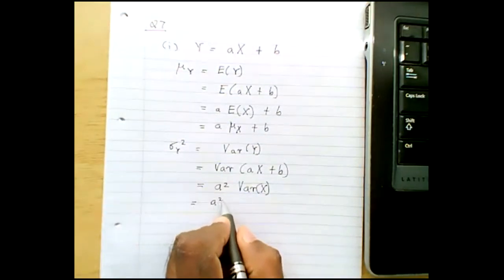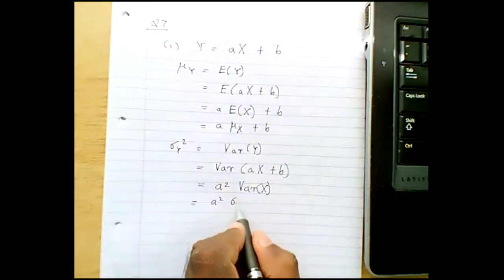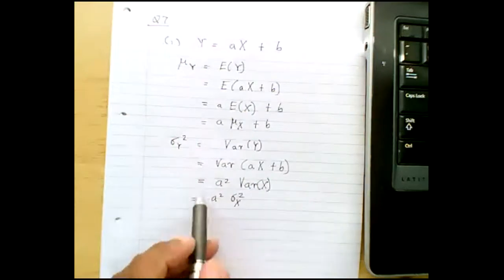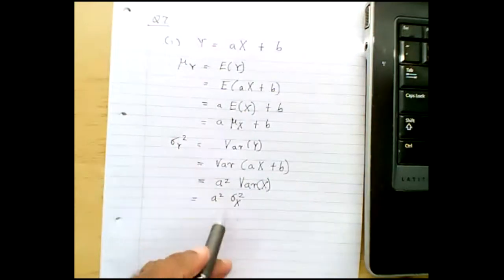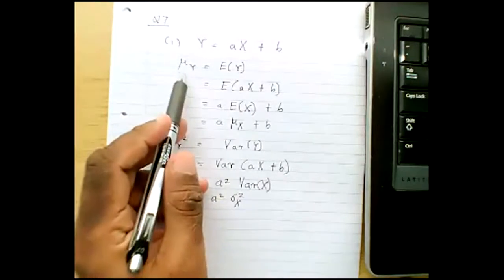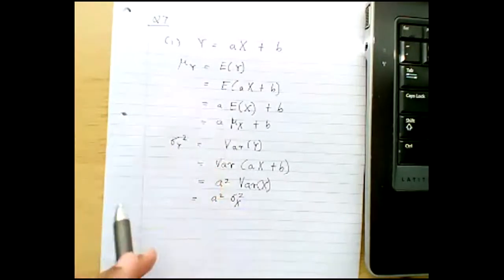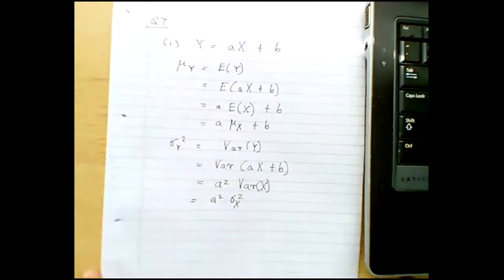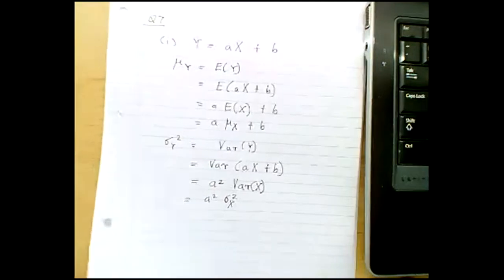So this is a squared times the variance of x. So this is the relationship between the variance of y and the variance of x. And this is the relationship between the mean of y and the mean of x. So that's the first part of question 7. Okay, now let's move to the second part.